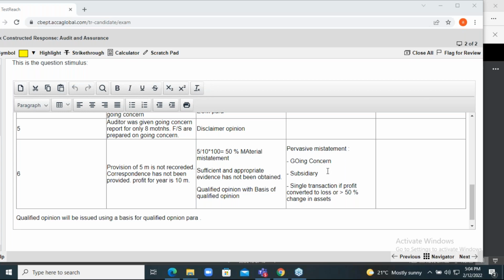Well, Umar, I was explaining that if there is an issue of going concern or a subsidiary being missed, or there is a single transaction like provision for inventory or R&D, and this transaction is converting profit into loss or having an impact of more than 50% over the assets, then these three types of misstatements will be considered as reversible. Otherwise, all the misstatements above 5% of the profit threshold are considered as material misstatement. So that is what we were talking about.